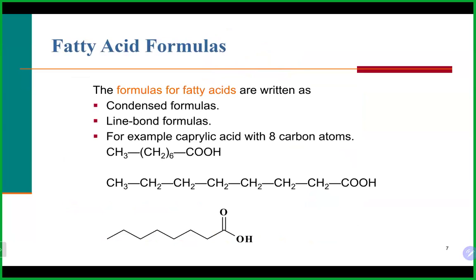All right, so let's take a look at the formulas of fatty acids. They can be pretty much like in organic chemistry. We can have a condensed sort of formula. We can also have line structure as well.